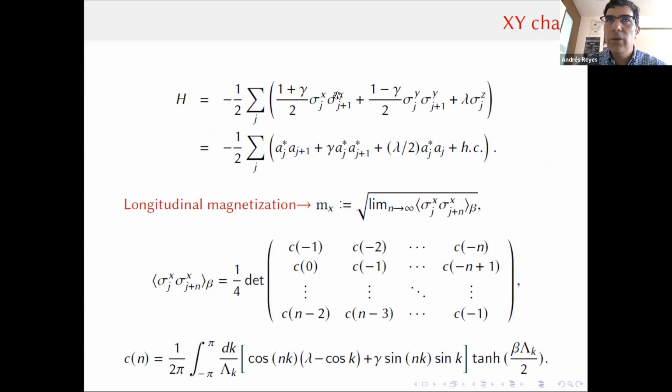So if we choose this anisotropy parameter gamma to be equal to 1, what we get is the one-dimensional Ising model, which by means of the transfer matrix method represents the classical two-dimensional Hamiltonian. So it is a model that has been studied for many years. It is very well known. And the fermionic version by means of the Jordan-Wigner transformation takes this form.